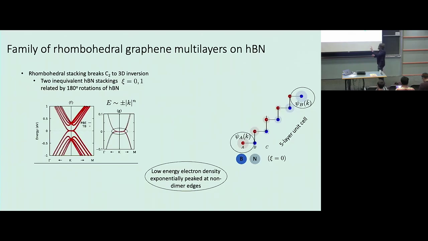Now, there are 2 stackings of hBN that are rotated by 180 degrees, and this is actually one way of possibly discerning between different things. One of them is basically the boron side on top of the A side of the pentalayer, and one of them is on top of the B side.